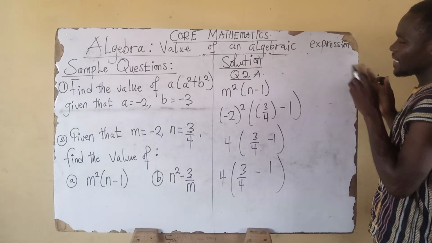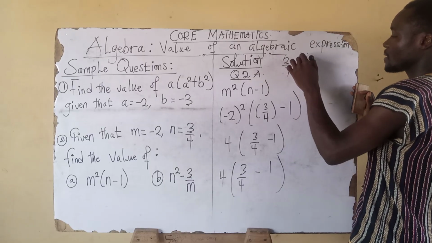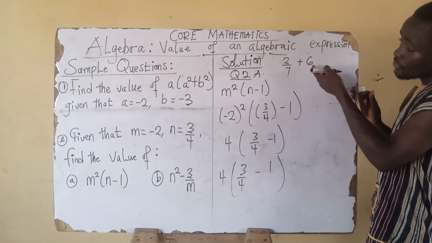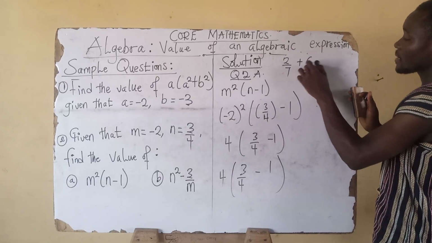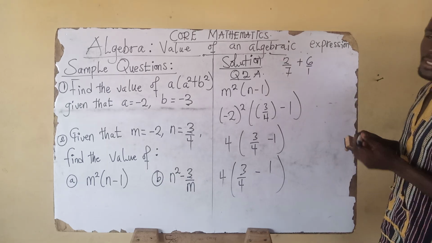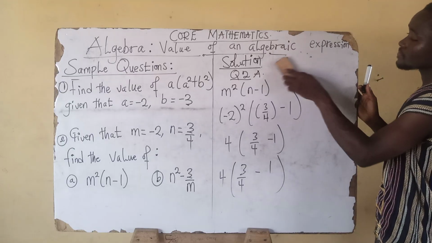In the same manner, if I have, let's say, 2 out of 7 plus, let's say, 6, for me to add this one to this, I have to make sure that I introduce a denominator, which is a unit number, that is 1. Then I will solve this. I believe it is clear. Very good. So in the same manner, I'm going to tackle this.